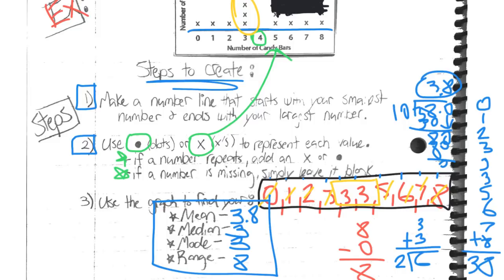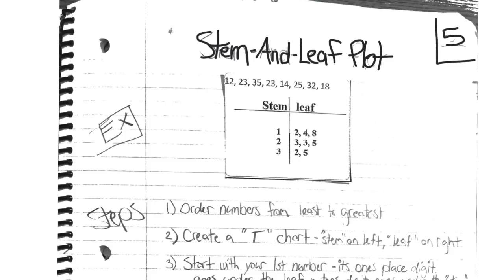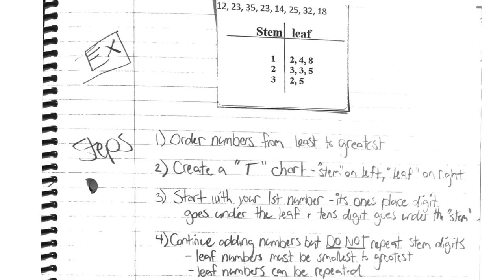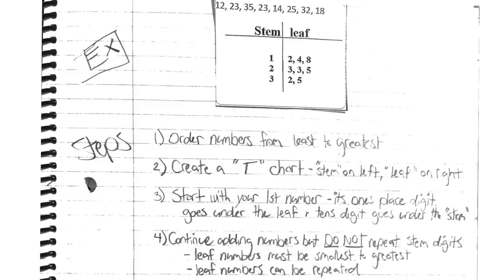So now let's look over at a stem and leaf plot. So we're on your next page. Okay, now we're on page 5. This is a stem and leaf plot. Now this is also used when we're given a set of numbers, but the setup looks a lot different. So you should have this example in there. If you don't, go ahead and write it in, and then let's look at our steps down here.